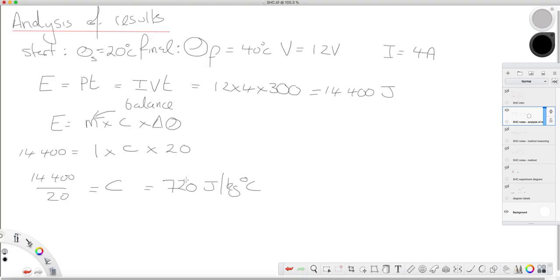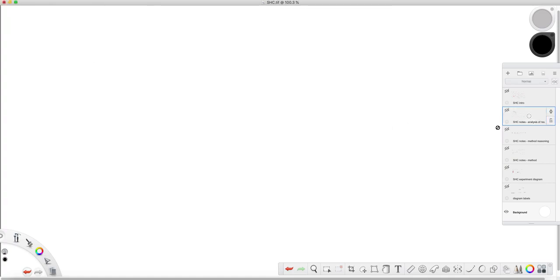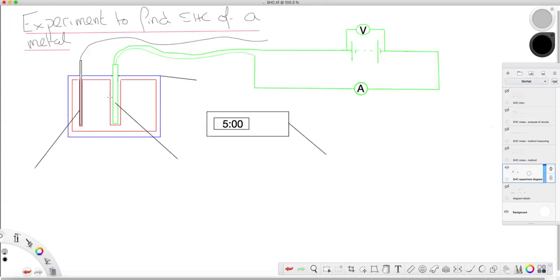Now, is that a good value? What are the issues with that? Well, if we go back and look at our diagram, we have supplied 14,400 joules from this circuit to here. What has that 14,400 joules done?